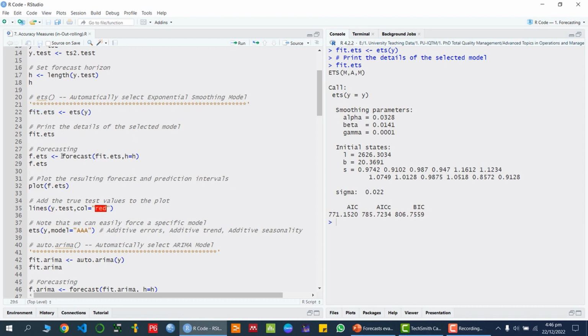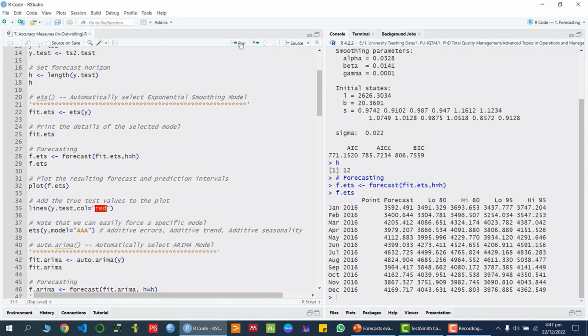Now, with the help of the forecast function, I am predicting the future values. This is fit.ets, which means that in this variable we have this particular model. Using this model, predict h equal to h, which means predict the future 12 values, because the value of h was 12. As you can see, these are the 12 values. So now I am forecasting with the help of ETS. These are the future forecasted values. These are the prediction intervals at 80%, and this is at 95%. Now I'm plotting this one.